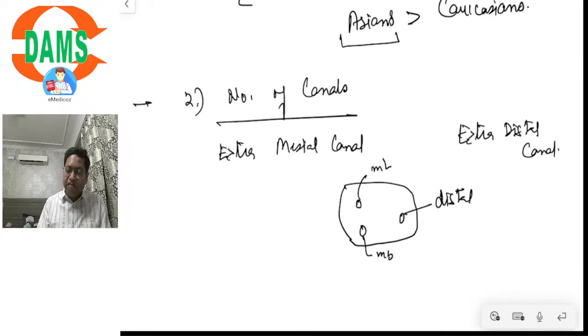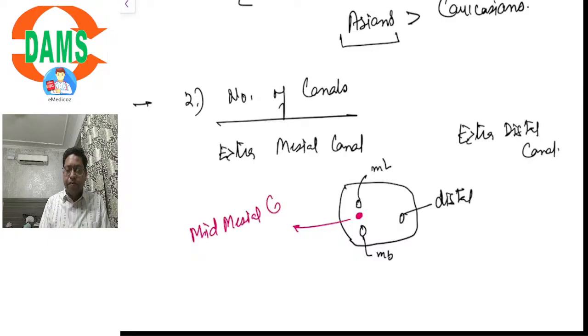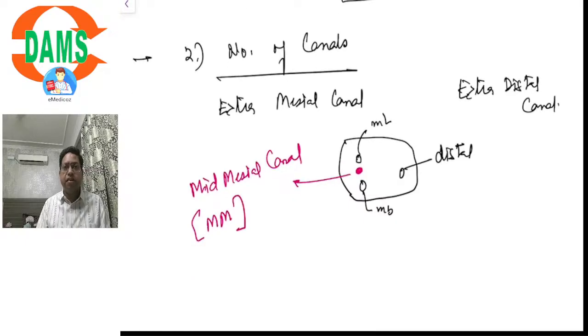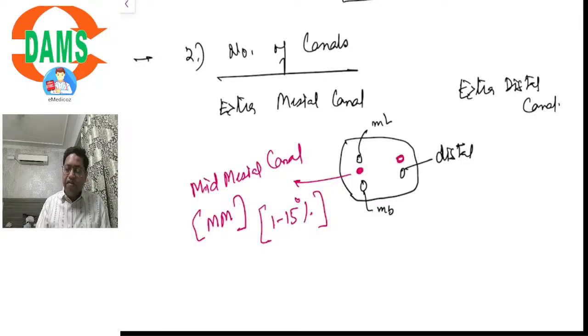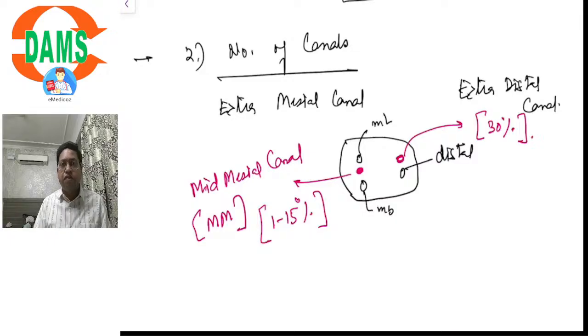An extra mesial canal is usually present between the two mesial canals and it is called the mid-mesial canal. It has an incidence of 1 to 15%. Extra distal canal means instead of one, there would be two distal canals, and this has an incidence of 30%, quite high. Mandibular first molars have a 30% incidence of extra distal canal. So these are the variations in the number of roots and canals for the mandibular first molar.